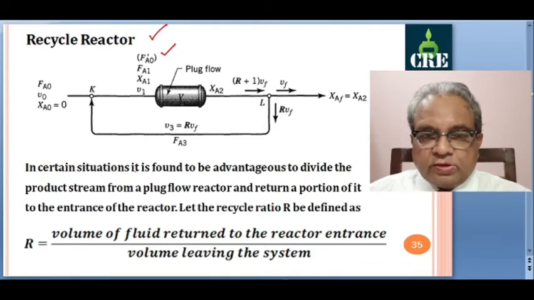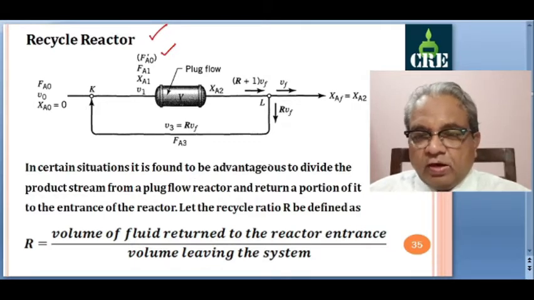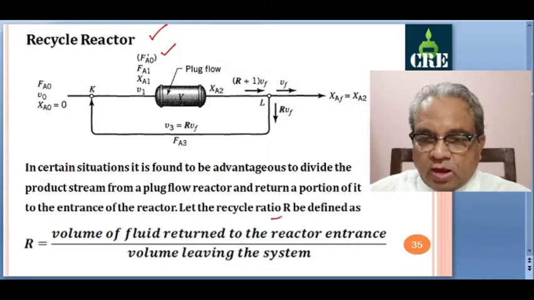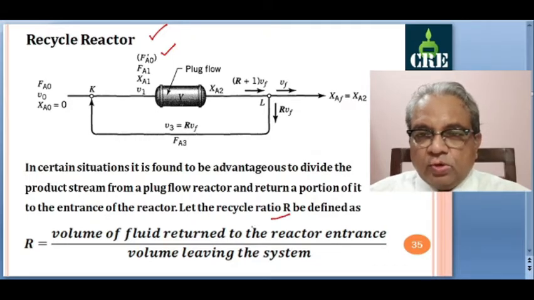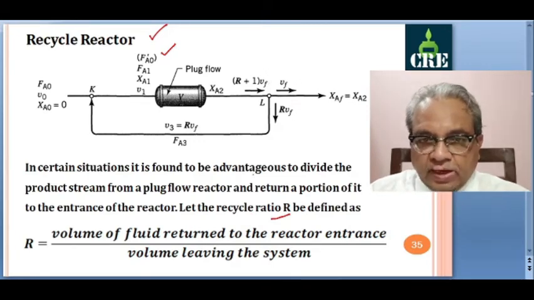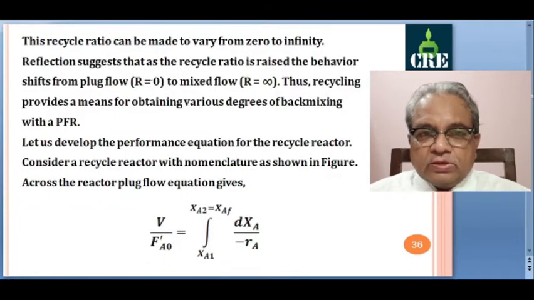Okay. In certain situations, it is found to be advantageous to divide the product stream from the plug flow reactor and return a portion of it to the entrance of the reactor. Let this recycle ratio be R. It is defined as the volume of the fluid returned to the reactor entrance, which is R into Vf, divided by the volume leaving the system. So R Vf divided by Vf is R as per the notations.